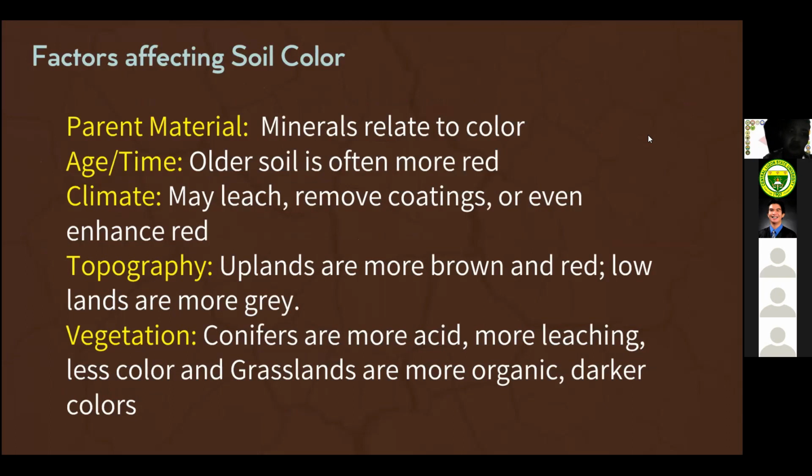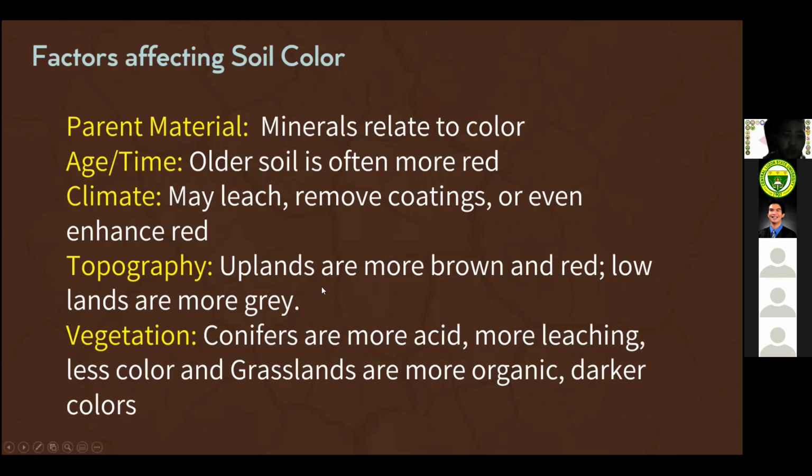So what are the factors affecting the color of the soil? Parent material: minerals relate to color. Of course, kung ano yung color ng parent material nila, yun din yung color ng soil natin if it's not chemically weathered. Then age and time: older soil is often more red. Then climate, which may leach, remove coatings, or even enhance red, in the form of again rainfall and also yung temperature natin.